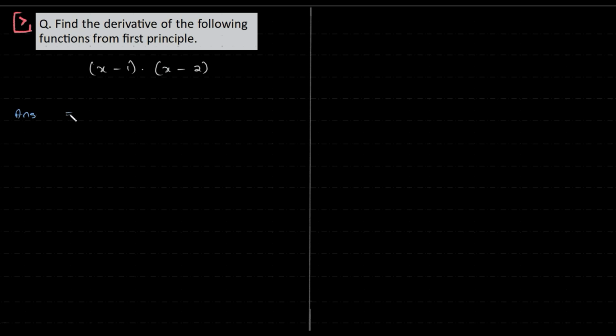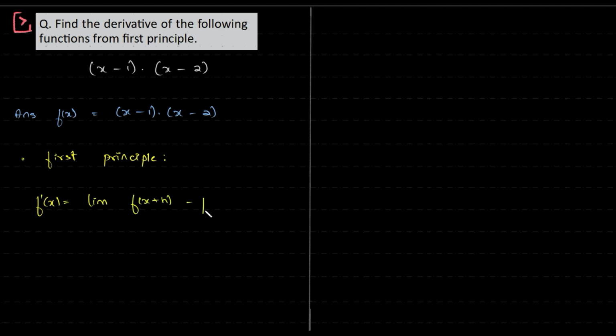Find the derivative of the following function. f(x) is equal to (x − 1)(x − 2). So first thing is we will state the first principle, which is nothing but f'(x) is equal to limit of (f(x + h) − f(x)) divided by h, as h tends towards 0.